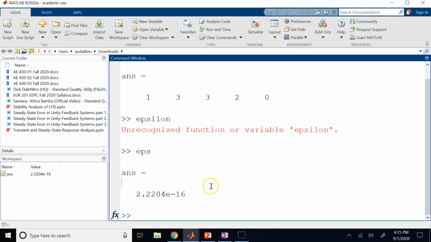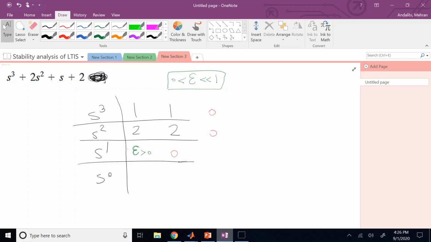The memory of MATLAB is not such that it can add numbers like 10 to the negative 20 and 10 to the negative 24 together and get you something. It practically considers them 0 for arithmetic operations. Okay, so this epsilon can be something like that. Good. And continue with this epsilon instead.